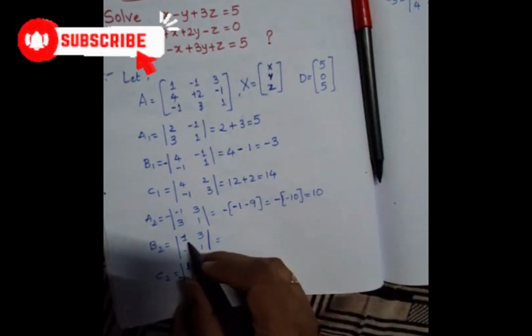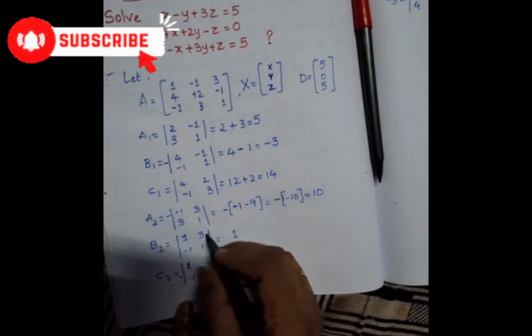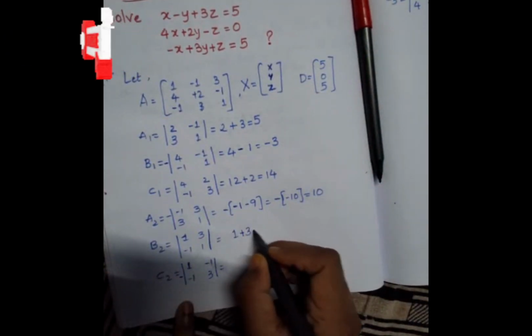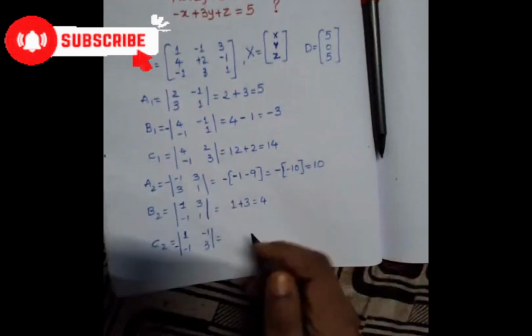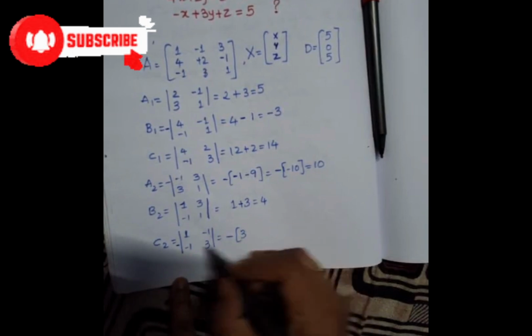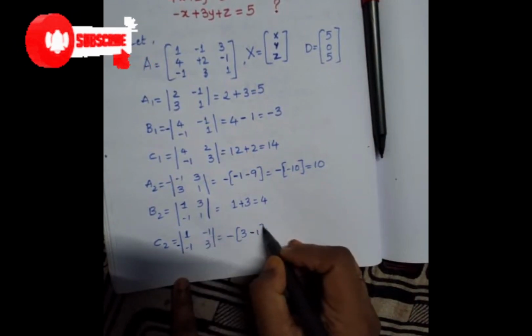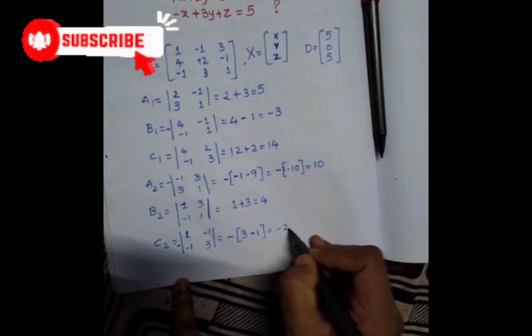Okay, determinant AD minus BC: 1 ones are 1, minus of minus plus, 1 into 3 is 4. Okay, now minus is already there, write down in bracket, 1 3s are 3, minus into minus plus, and already minus is there, minus 1 ones are 1, means 2 here, minus 2.